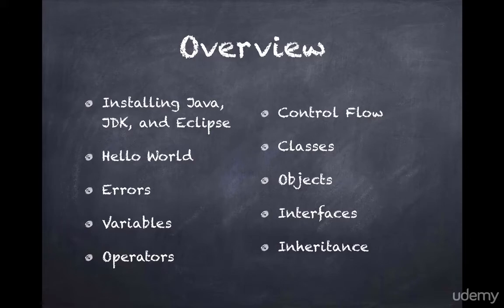So the first thing we're going to learn is how to install Java and what we call the Java Development Kit, which is JDK, and Eclipse, which is the Integrated Development Environment, or IDE, that we use to develop applications in Java. And then we'll go through the basic Hello World applications. We'll talk about how we print things out to a console, the methods like print line and print. We'll talk about the two different kinds of errors. There's a compile time error and runtime error.